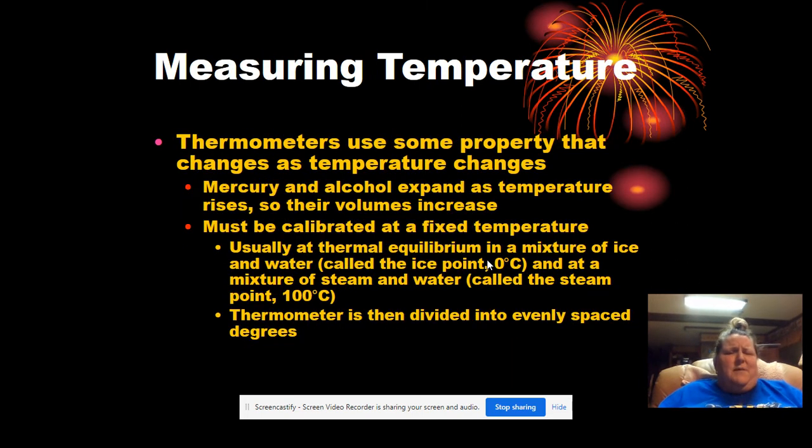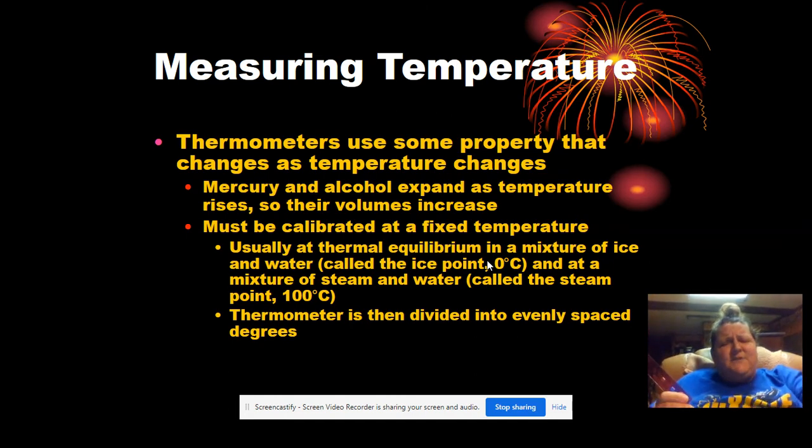Okay, back to the thermometer. Thermometers use some property that changes as temperature changes. Okay, in the old-fashioned thermometers, we used mercury. Mercury is dangerous. It's a controlled, dangerous substance. So now we use alcohol, and we usually put some kind of red coloring in the alcohol so that we can see it. Otherwise, it's clear and hard to read.